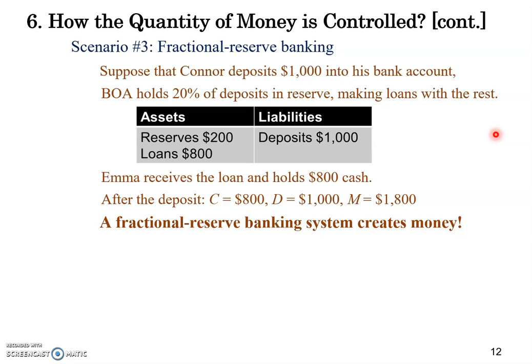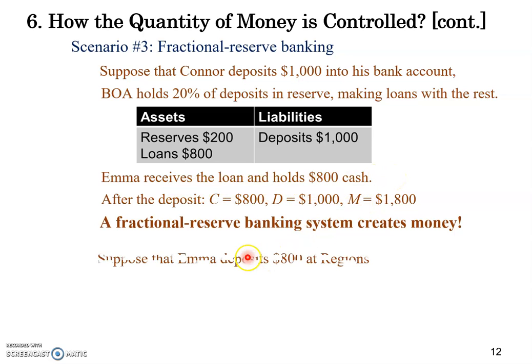And the reason is because the banks continue to lend the money out to another person. At the same time, it still holds liabilities of $1,000. Now, you probably already guessed that this thing would not stop here.